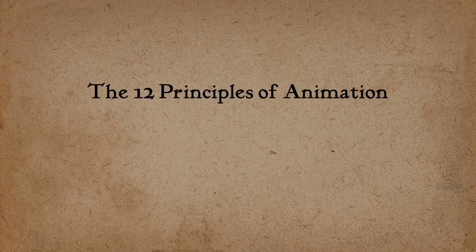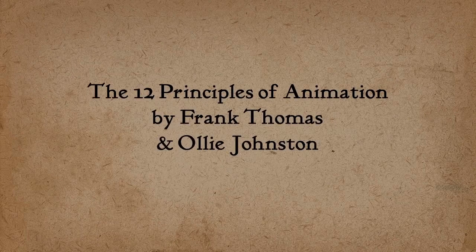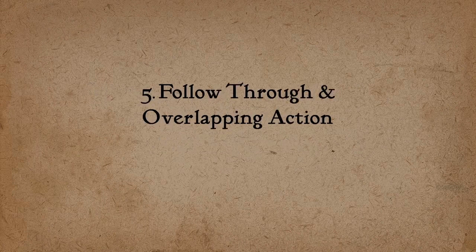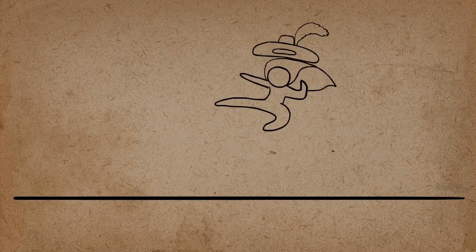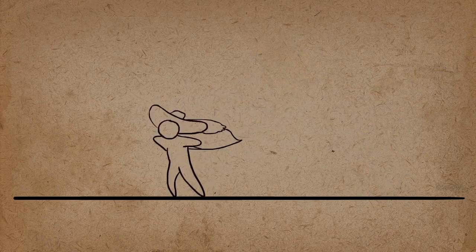This video is based on the 12 principles of animation as described by Frank Thomas and Ollie Johnston. Alright, so the next principle of animation is called follow through and overlapping action. This is the technique of having body parts and appendages drag behind the rest of the body and continue to move when the body stops.